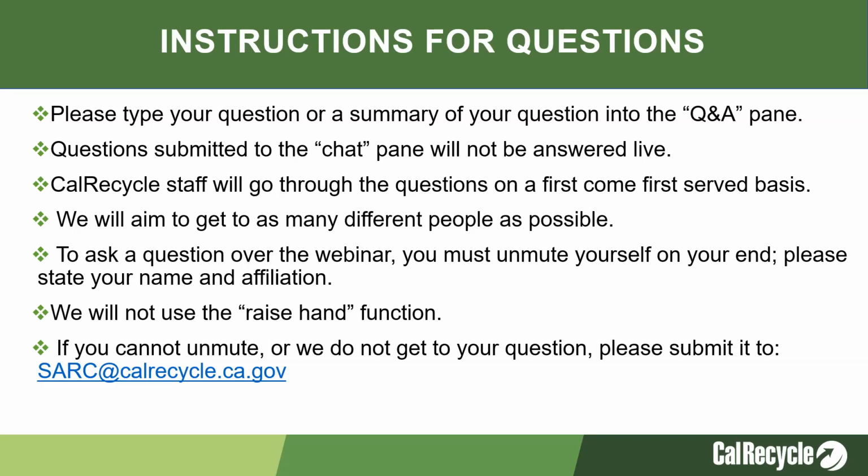CalRecycle staff will go through the questions on a first come, first served basis, and we'll aim to get as many different people as possible. To ask your question, when we cue you, you'll need to unmute yourself on your end, and then please state your name and affiliation. We will not be using the raised hand function. If you cannot unmute or we do not get to your question, or even if you don't have that Q&A feature, you can also submit your questions to our state agency inbox, which is SARC, S-A-R-C, at calrecycle.ca.gov.